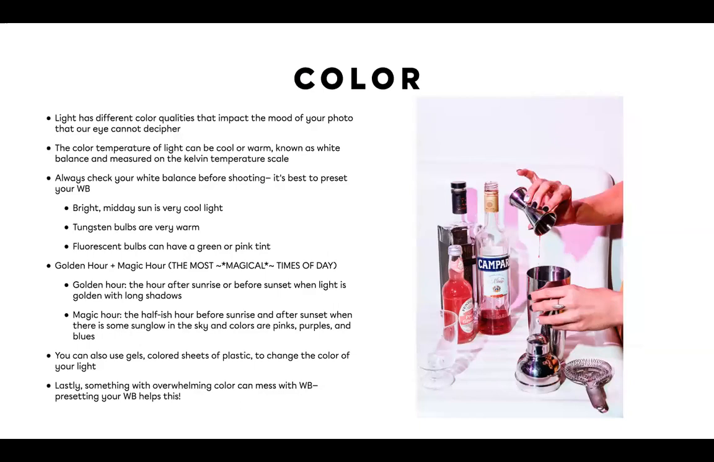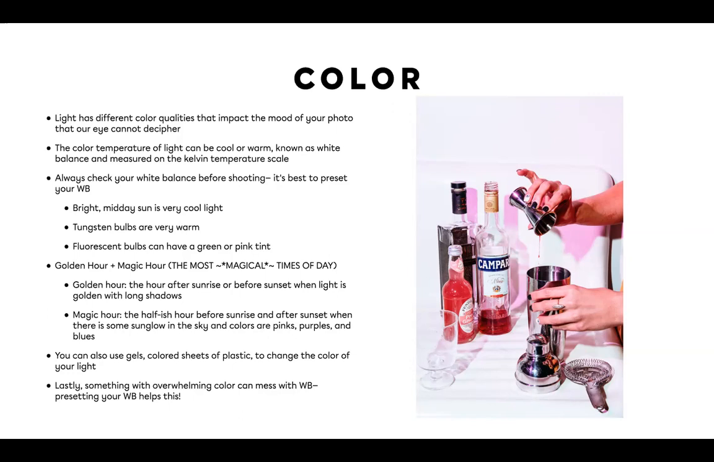So our fourth characteristic of light is color. And there are a lot of ways to create color with your light in your photos. Light has different color qualities, and the color of your light is ultimately going to impact the mood of your photo. And sometimes our eye cannot decipher the colors of the light because our eyes automatically adjust for the temperature of light. Our cameras do not do that because our cameras are not as powerful as our brains and our optic nerves.